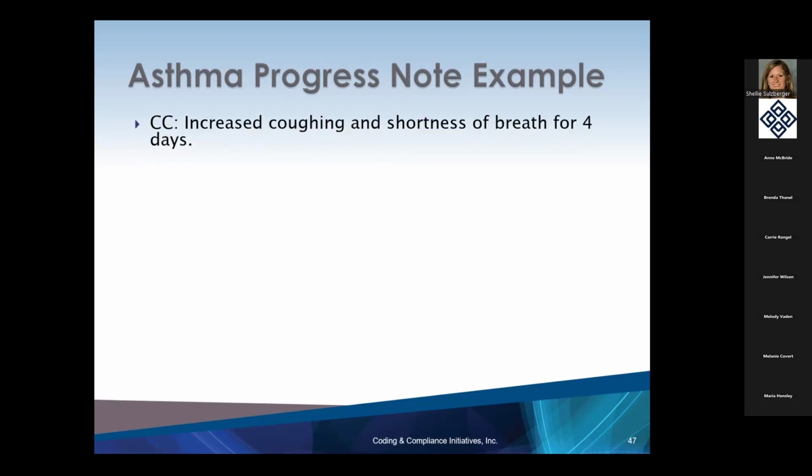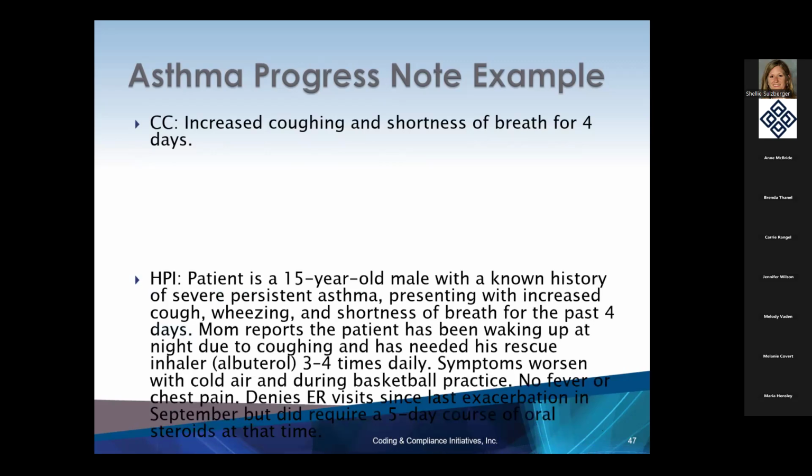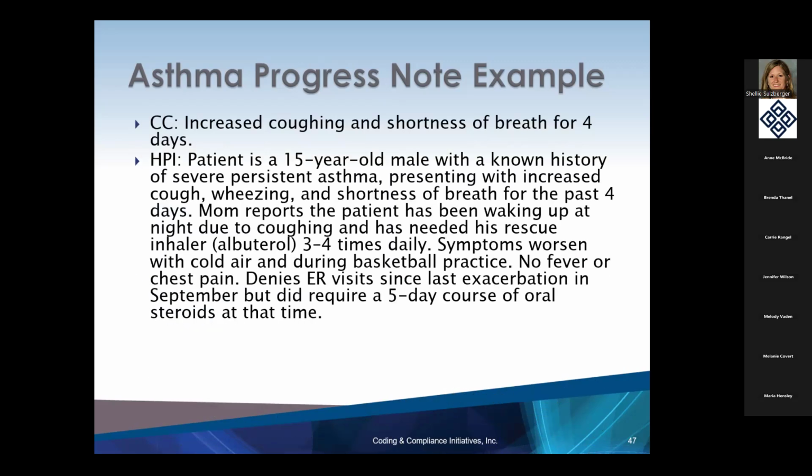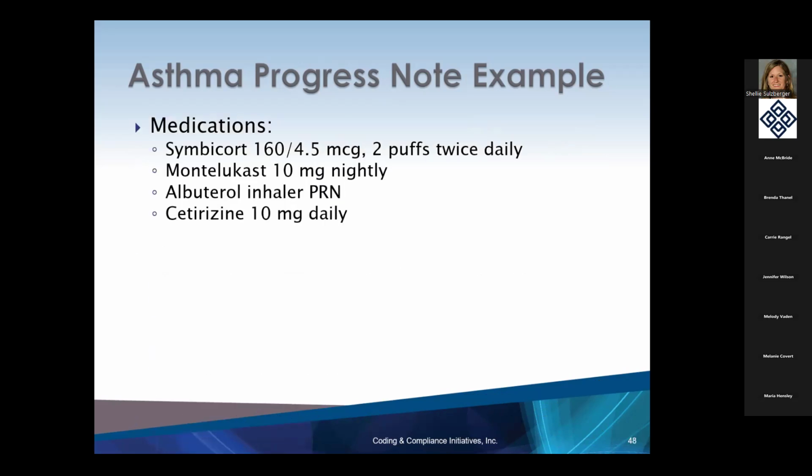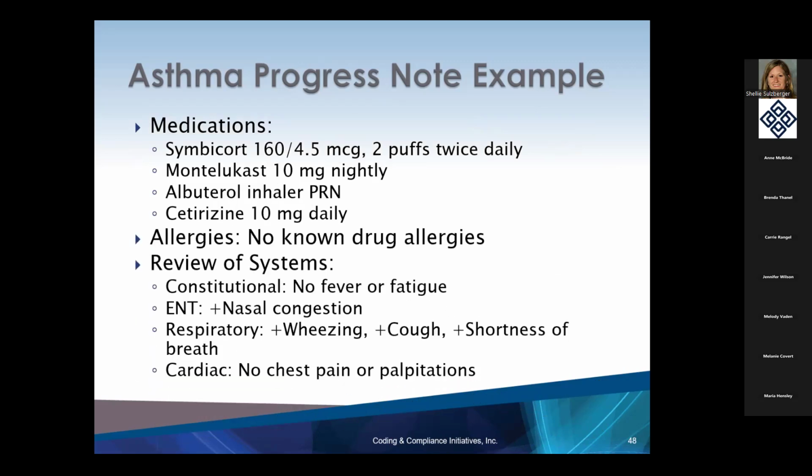And then on my next patient, this patient comes in and they're a little bit older. They're 15. They're having this shortness of breath and coughing. They have a history of severe persistent asthma. So kind of going through the whole history, what's been going on, but there's not been any ER visits since the last exacerbation. But they did complete a 5-day course of steroids back in September, past medical history. And then of course my medications that the patient's on, any kind of allergies, and pertinent review of systems. Again, this is what you deem clinically relevant for this specific patient.